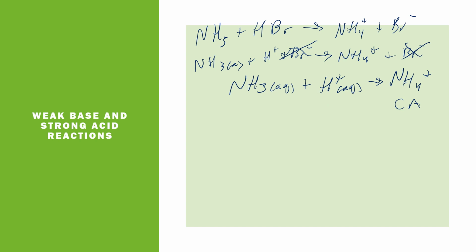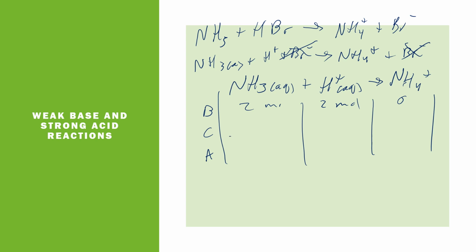Now, it works almost exactly like a weak acid-strong base reaction, so I'm going to go through the BCA chart very quickly. You always assume that before the reaction we don't have any of the product because it hasn't reacted yet. If they're equal, let's say I have 2 moles of each, they will both get used up completely, and this will increase by 2. So then you'll have 2 moles of the ammonium at the end of that reaction there. What you'll do is take that 2 moles of ammonium, divide by the total volume, and that will give you your molarity of the ammonium.